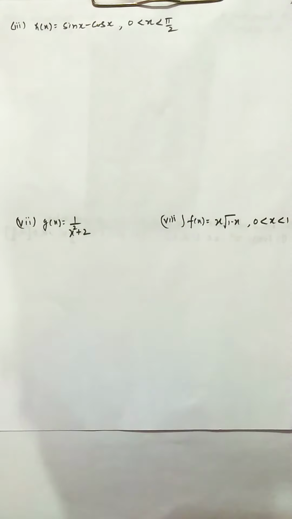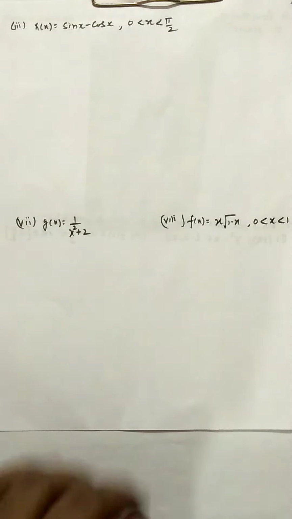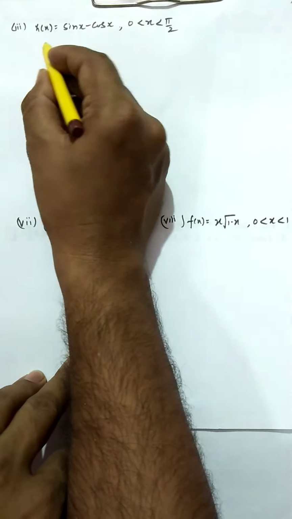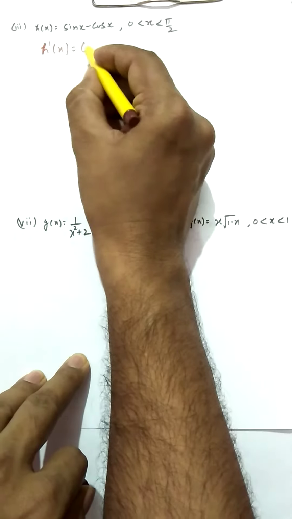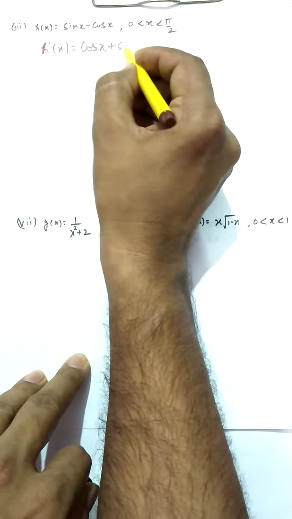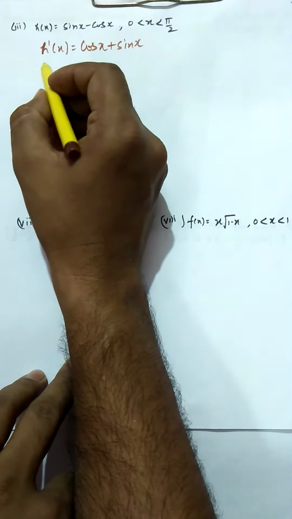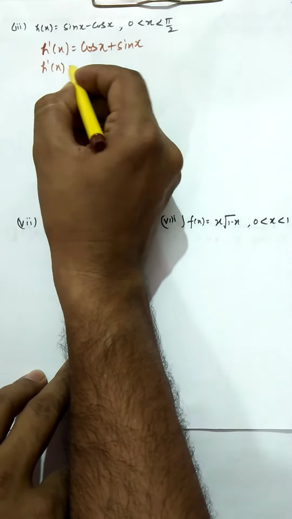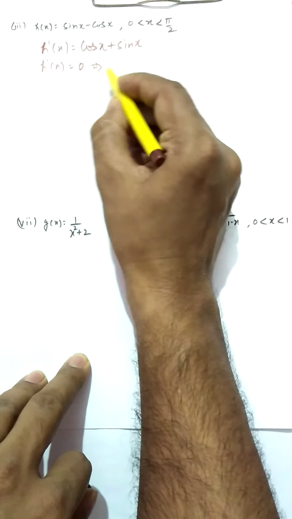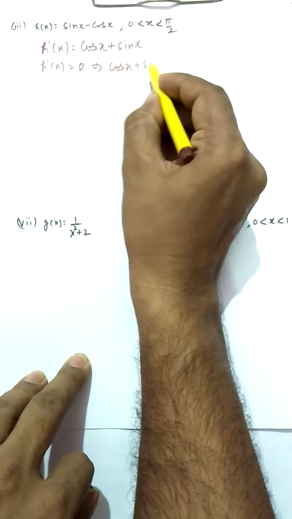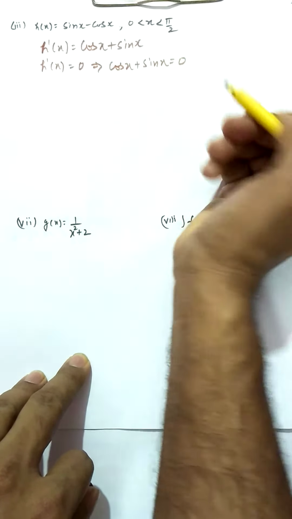Now consider this question, the third part. This is h(x) equal to sin x minus cos x, and x is in the first quadrant, x greater than 0 and less than pi by 2. So first we find h'(x). So sin x gives cos x and cos x gives sin x. To get the critical point we have to put h'(x) equal to 0. So you are going to get now cos x plus sin x equal to 0.